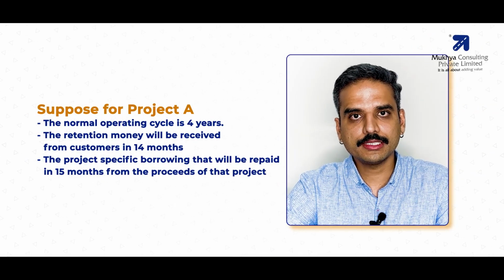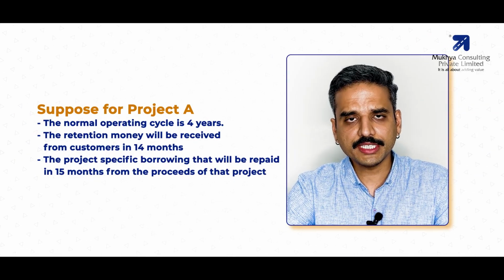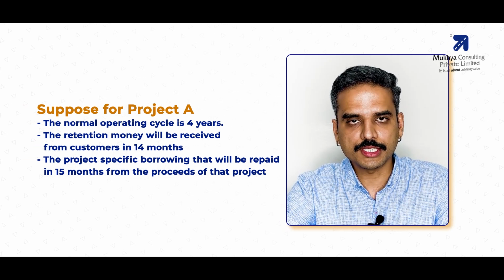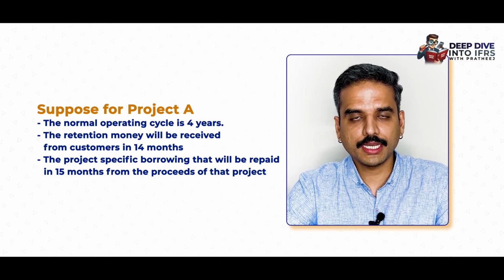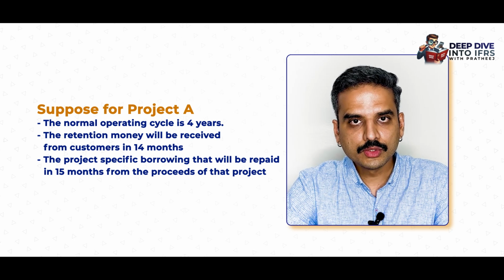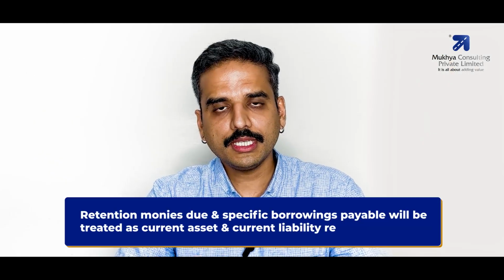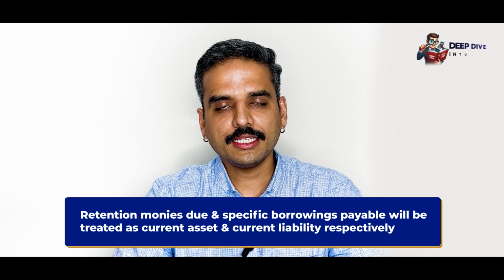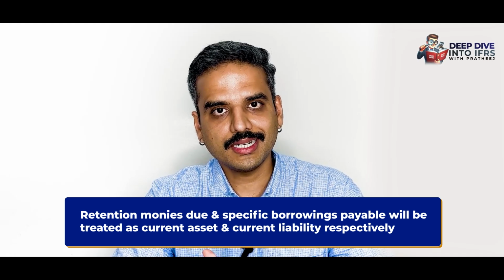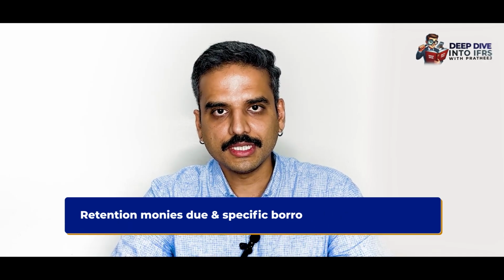And for each project, there is a lot of retention money due from your customers and you have specific borrowings also for each project. Suppose for project A, the operating cycle is 4 years and the retention money due from your customers will come in 14 months. And the project specific borrowing has to be repaid in a period of 15 months using the revenue earned specifically from this project. So in this case, both the retention money due from customers and the borrowing payable will be treated as current asset and current liability respectively, because all this happens within the normal operating cycle.